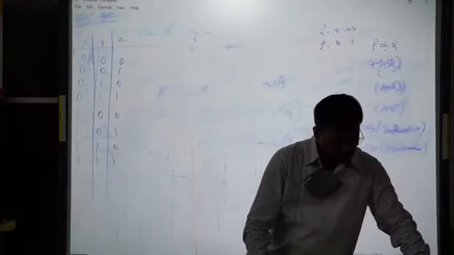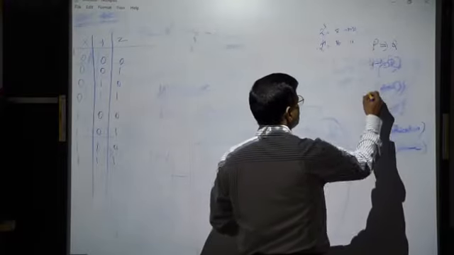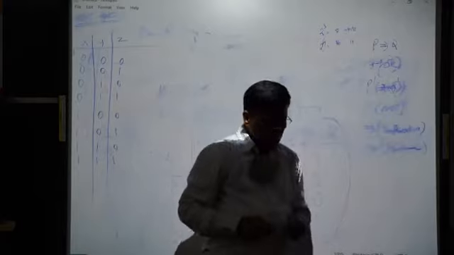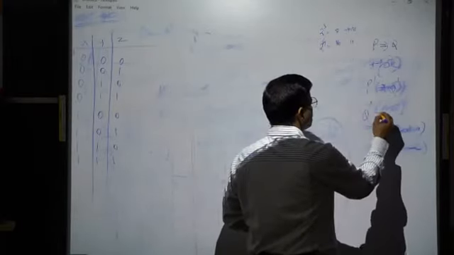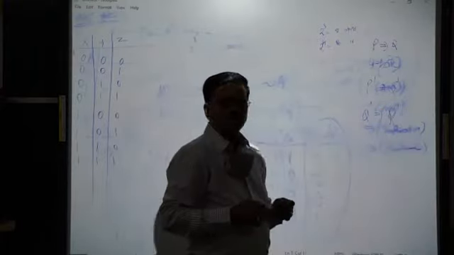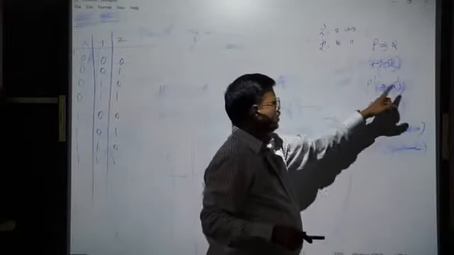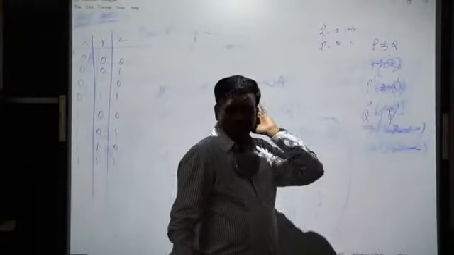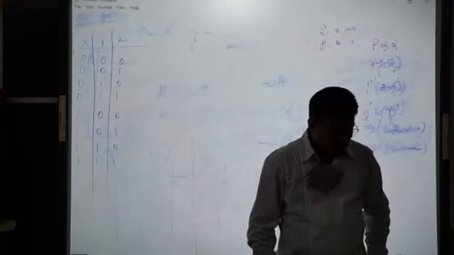What do you mean by inverse? Inverse is just the opposite. This is called inverse. If you have a complement on either side, it's called inverse. And the last one is called contrapositive.